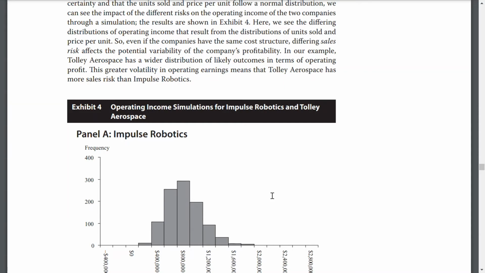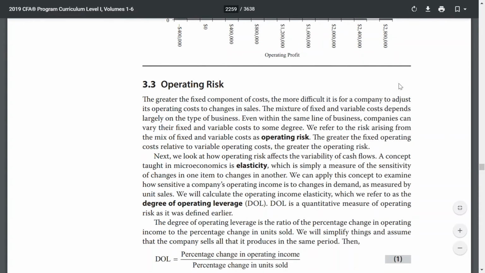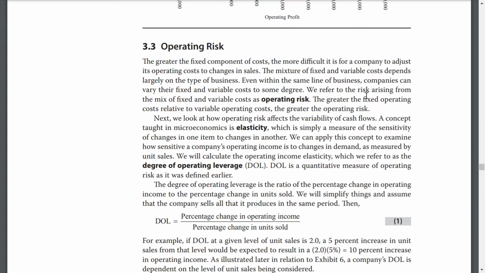Operating risk. The greater the fixed component of cost, the more difficult it is for a company to adjust its operating costs to changes in sales. The mixture of fixed and variable costs depends largely on the type of business. Even within the same line of business, companies can vary their fixed and variable costs to some degree. We refer to the risks arising from the mix of fixed and variable costs as operating risk. The greater the fixed operating cost relative to the variable operating costs, the greater the operating risk.